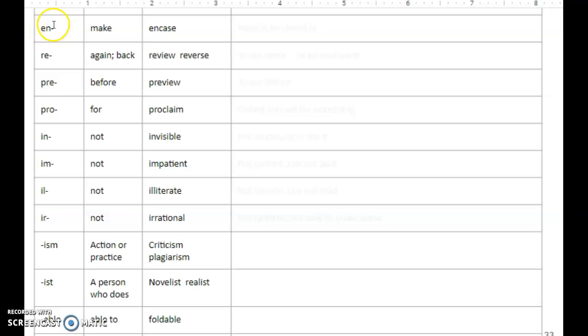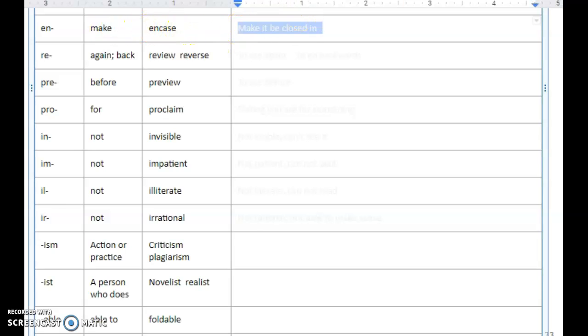So en means make. So if we encase something, we are making it to be closed in. If we ensure something, it means that we're making sure that it happens.